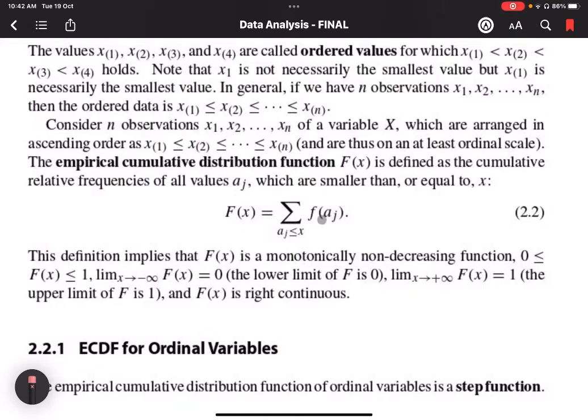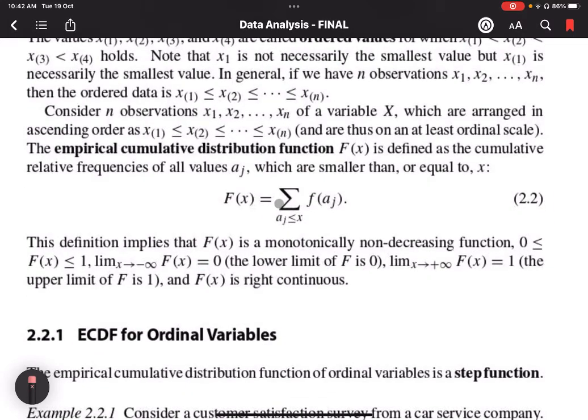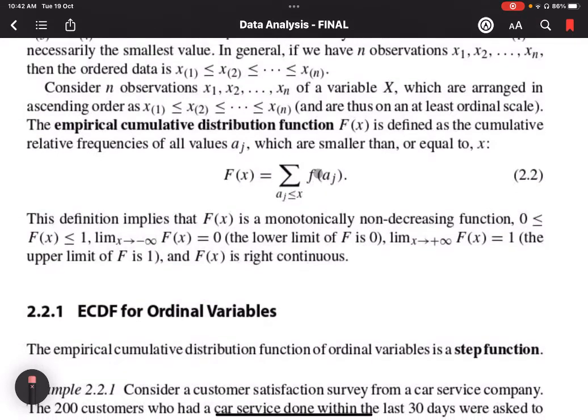So, we have the following general framework, no? F of x is equal to the summation of, okay, aj less than x, f of aj. This definition implies that F of x is a monotonically non-decreasing function. Okay, so hindi raw siya bumababa. 0 is less than or equal to F of x, and F of x is less than or equal to 1. Limiting x going to negative infinity, F of x is equal to 0.